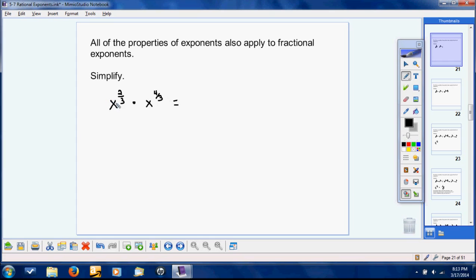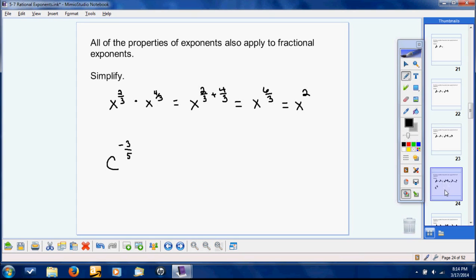Now you might remember if you have an x to a power times an x to a power, I hope you remember that you would add the exponents. Okay, so what we need to do is we need to then add the exponents. This is really 2/3 plus 4/3. And when we take a look at that one, 2 and 4 is 6, so this is really x to the 6/3. And x to the 6/3 will reduce to x squared. Okay.